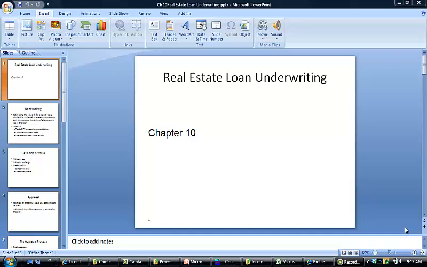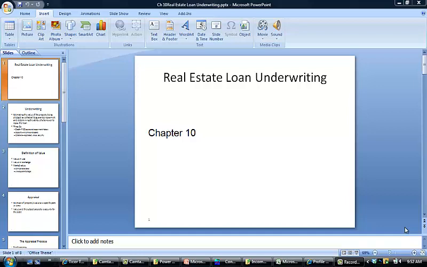And remember, when we're talking about real estate underwriting, we're actually underwriting two pieces of the puzzle on the loan request. One is the borrower. Do they have good credit? Do they have good income? Do they have enough money to close? And the other is the property. Is it worth what they're saying it's worth?